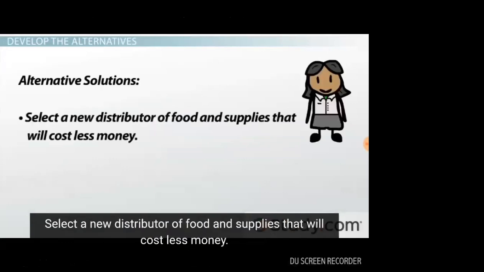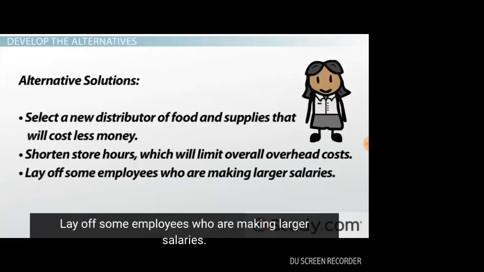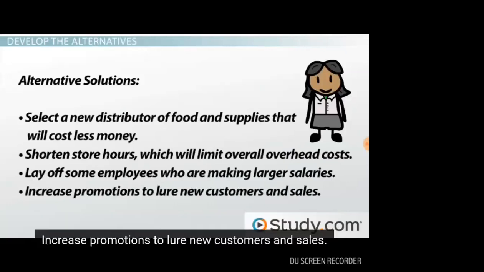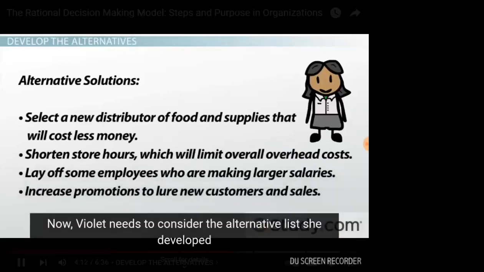Select a new distributor of food and supplies that will cost less money. Shorten store hours, which will limit overall overhead costs. Lay off some employees who are making larger salaries, or increase promotions to lure new customers and sales. Now Violet needs to consider the alternative list she developed.